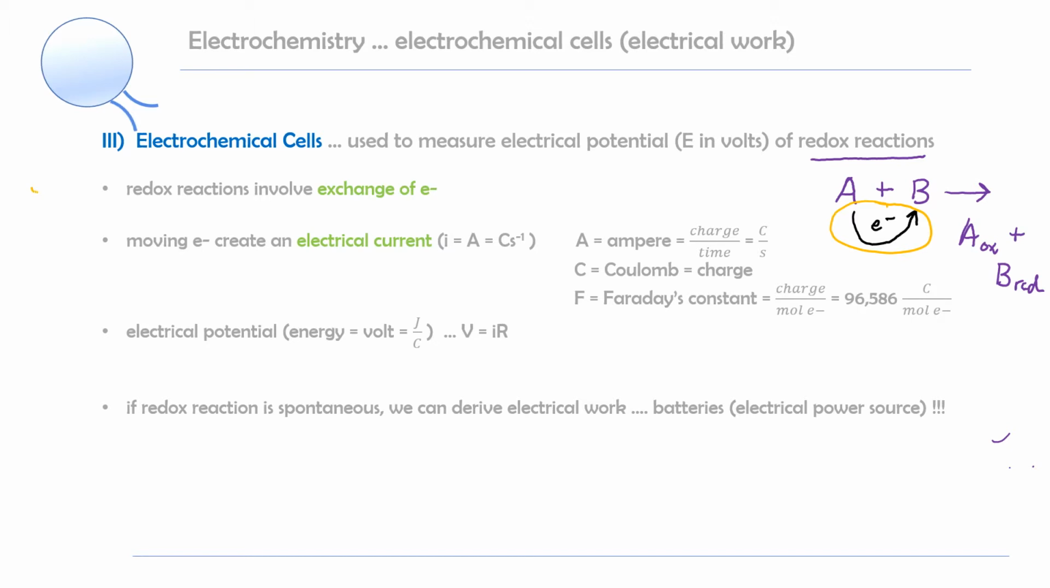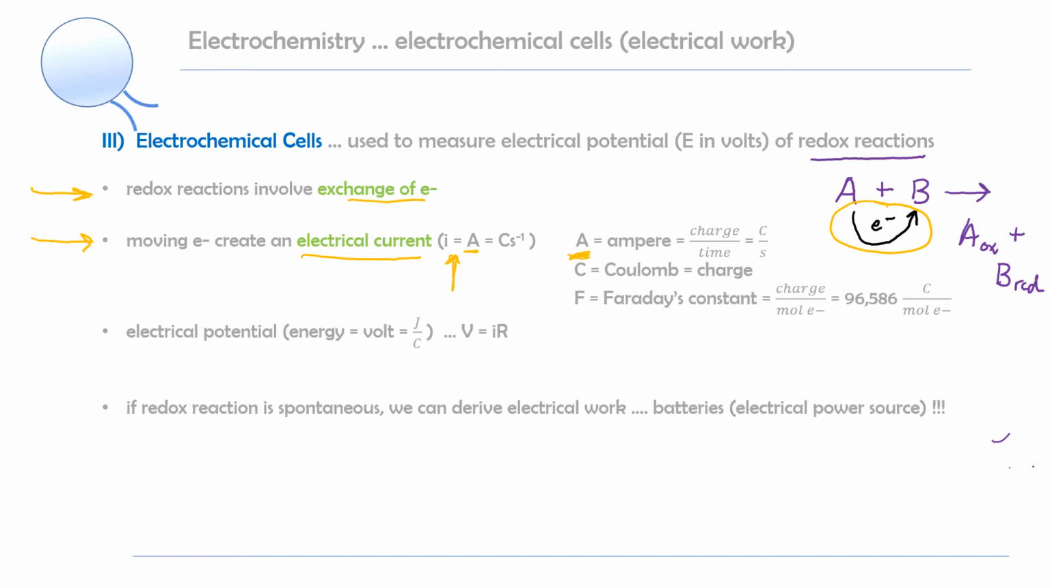So fundamentals. Redox reactions involve an exchange of electrons. When those electrons are exchanged, they set up an electrical current. So let's do a unit analysis in important terms. Electrical current, symbolized by I here, is measured in a unit of an ampere. An ampere is defined as the charge delivered per unit time. So it's coulombs divided by seconds, where coulomb is the charge.